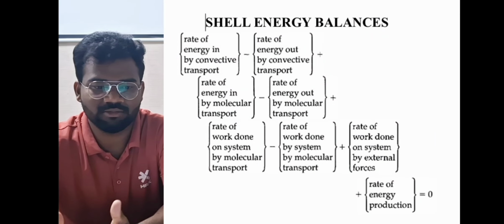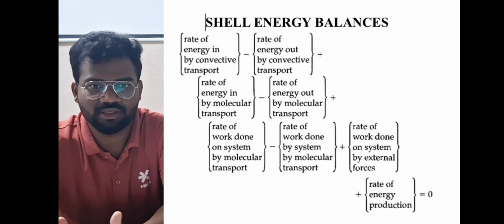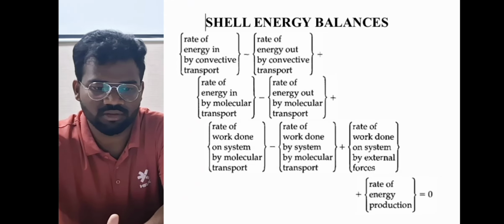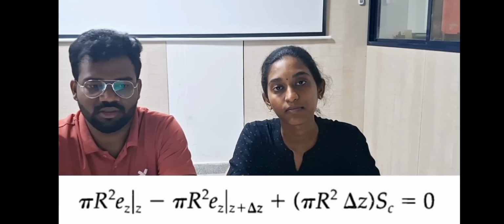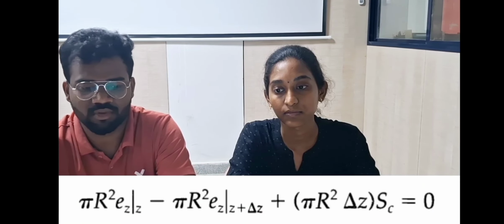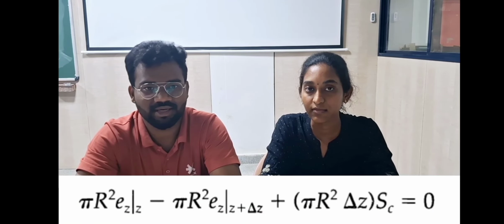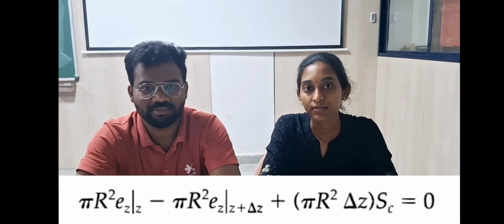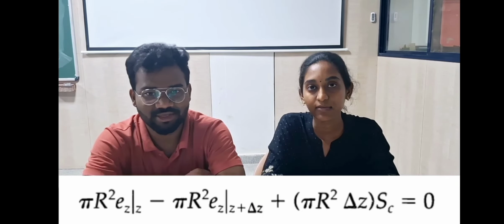So after cancelling some terms, we will be left with the equation: rate of combined energy flux in minus rate of combined energy flux out plus rate of energy production. Here each term is described like this: pi r square Ez at z minus pi r square Ez at z plus delta z plus pi r square delta z into S equals 0.